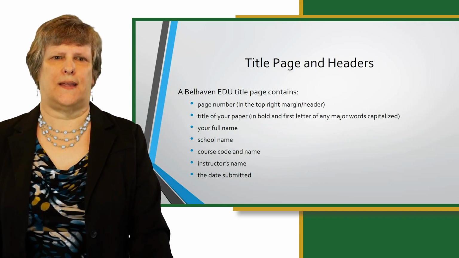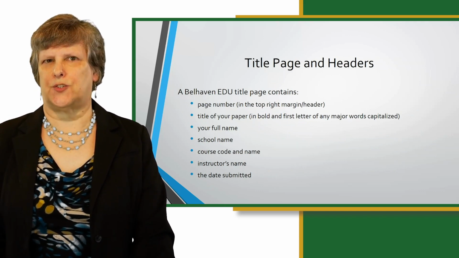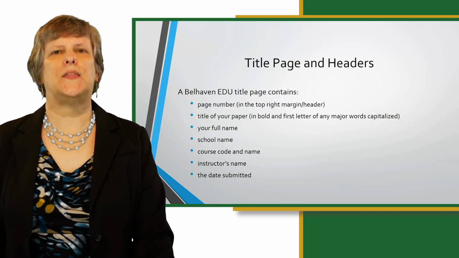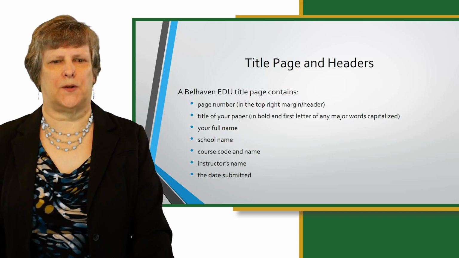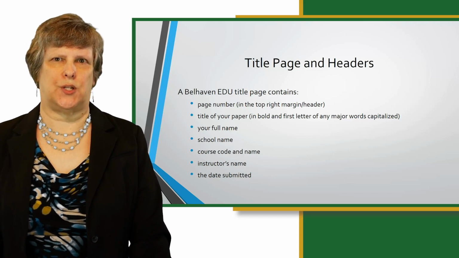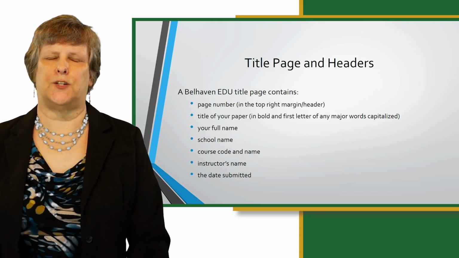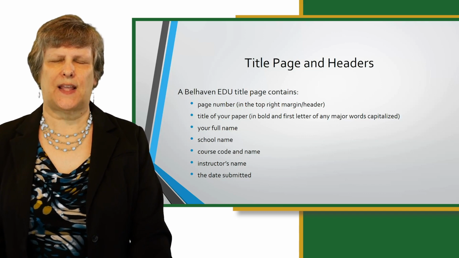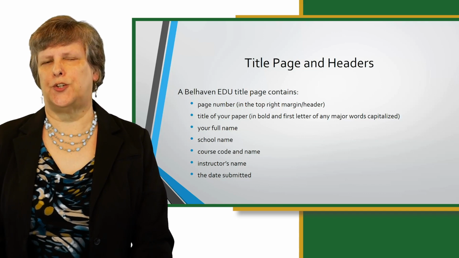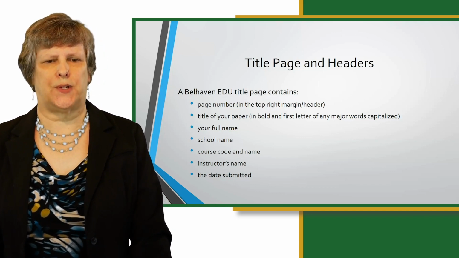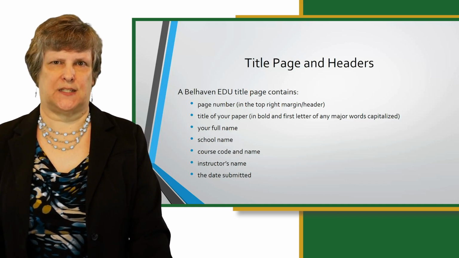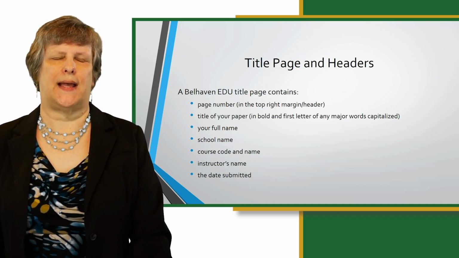Now for Belhaven. A Belhaven School of Education title page needs the page number in the top right margin up in the header, not on the first line, but up in the header. It needs the title of your paper, and you put this in bold. That is new. The first letter of any major word is capitalized. That is new. You need your full name, the school name. You need your course code in the name. You need your instructor's name and the date submitted. So you can see the 7th edition title page has a lot of differences.